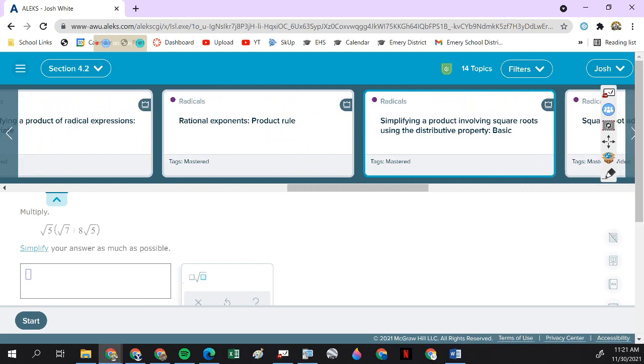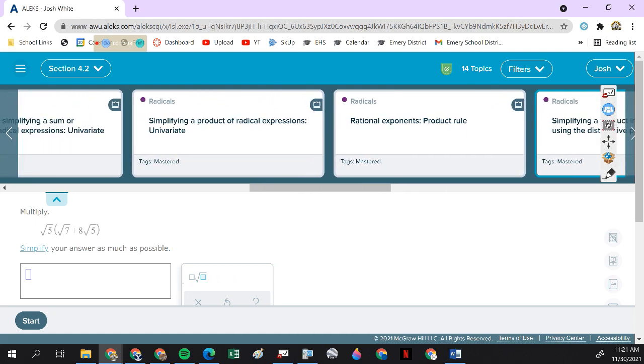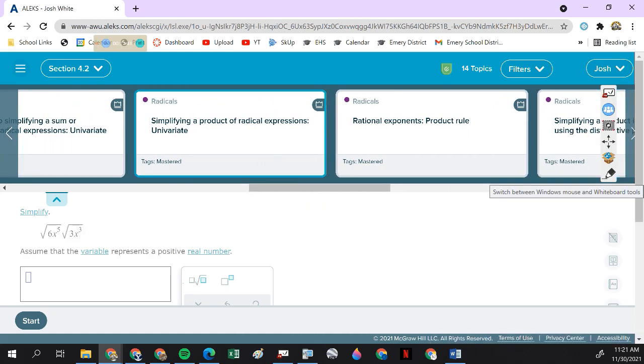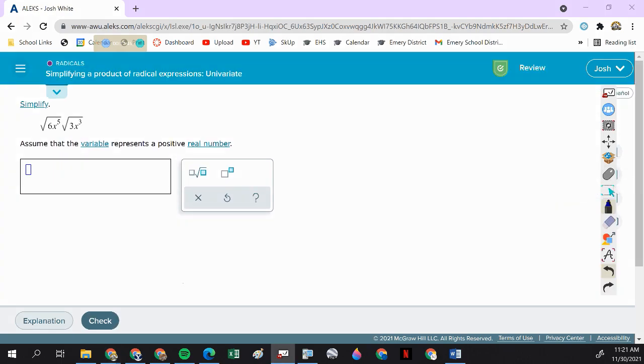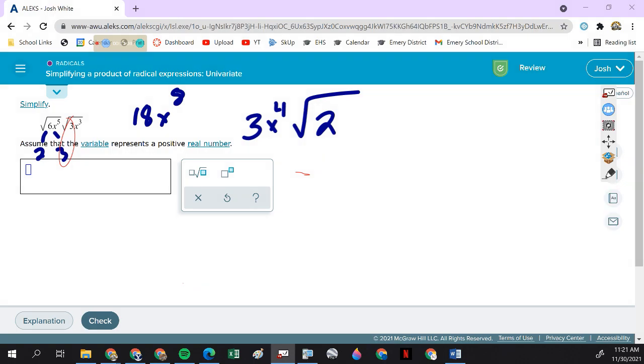Okay, we've done that. Done that. Same idea here. When I put it together, I'm going to get 18x to the 8th. But if you just want to factor it in this form, I have a set of 3's. Oh, and then I have 4 sets of x's with a 2 left over and no x's left over. So 3x to the 4th times the square root of 2.